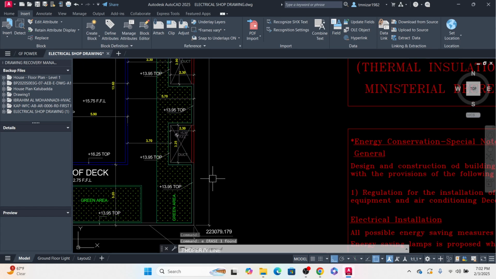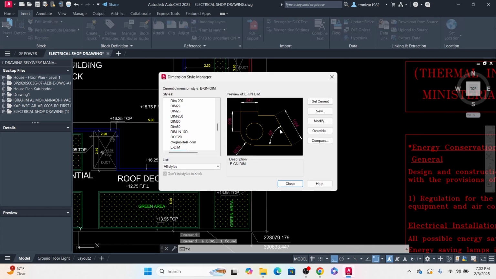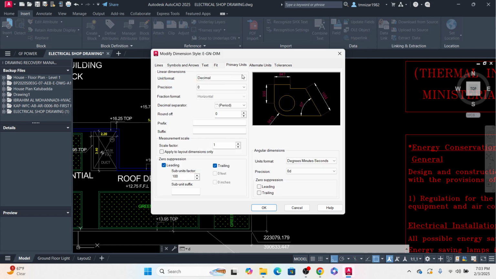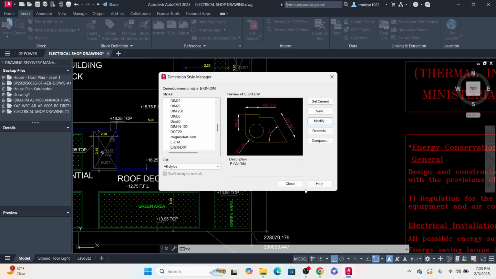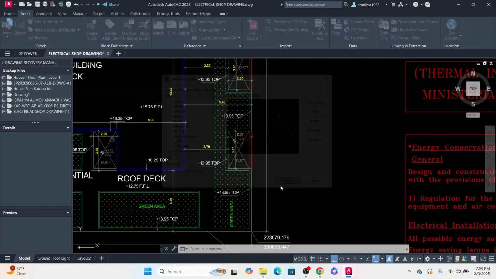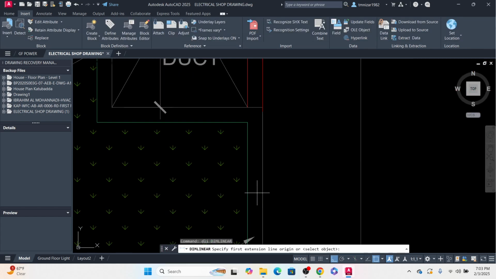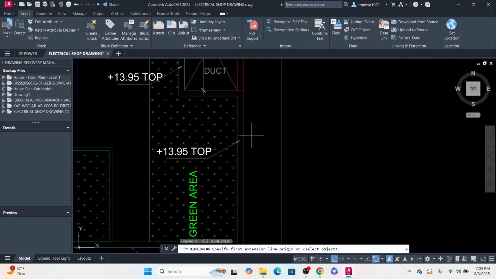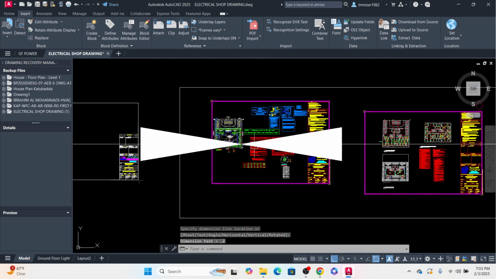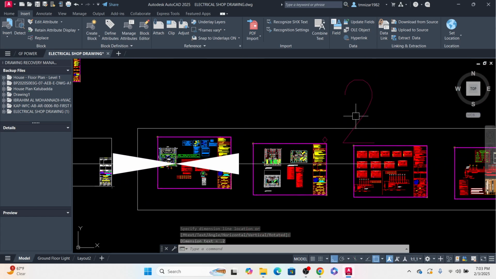Why? Because the decimal is a big number, meaning the decimal they have changed. So the decimal in the dimension is changed. In the primary unit, we can make the decimal a little more. Okay. And check this round off is 0. Okay, close. So let's check this dimension. So how much do I have? I have 0.2.